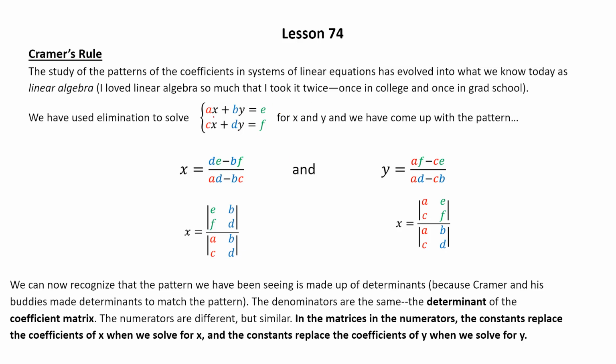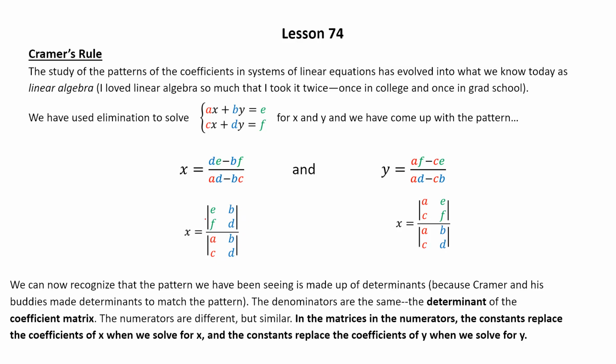So you have your A and C, which are your X coefficients in that system of equations. B and D are your Y coefficients, and E and F are the constants. Cramer's rule is that if you want to solve for X in that system of equations, you create this fraction where the denominator is the determinant of the coefficient matrix. The coefficient matrix is made up of the first column being the X coefficients and the second column being the Y coefficients.